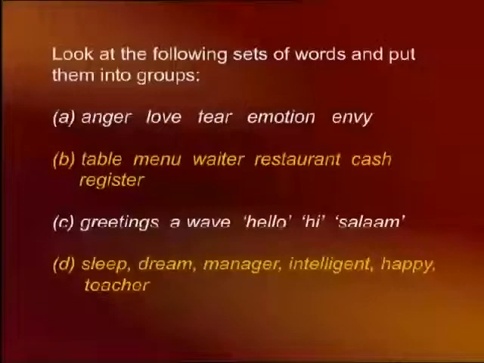One of the easiest ways to organize things is to look for relationships among objects or ideas and arrange them according to their similarities and differences. You will now look at a set of words and try to put them into groups. In the first set, you have 4 words: anger, love, fear, emotion, envy.